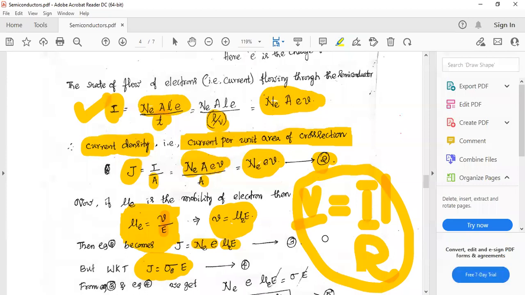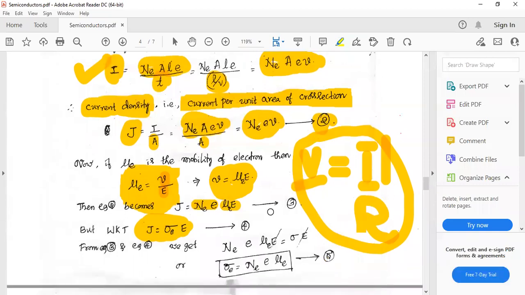I will show in the offline class how we can obtain J is equal to sigma E from V is equal to IR. For the moment, just understand J is equal to sigma E is nothing but Ohm's law. In the place of current, I have current density. In the place of voltage, I have electric field. In the place of resistance, I have the inverse of resistivity, that is conductivity. You can also find it on your own, but I will definitely show how to obtain J is equal to sigma E from V is equal to IR.